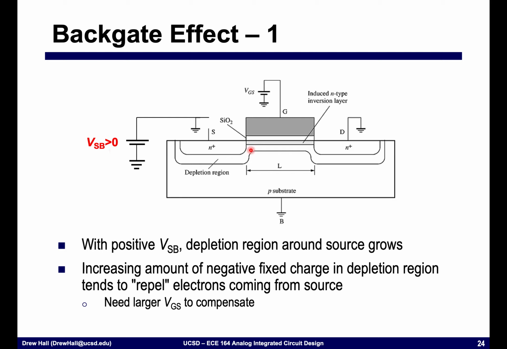And so I'm pre-depleting this channel here, and what this does is this increases the negative fixed charge that I have in this channel. This is going to repel all of the electrons that I'm trying to bring up to the surface in order to invert this channel and turn this P-type substrate to an N-type. And so effectively I've made it harder to turn on this transistor, so I have to apply more VGS than if I had VSB equal to 0.